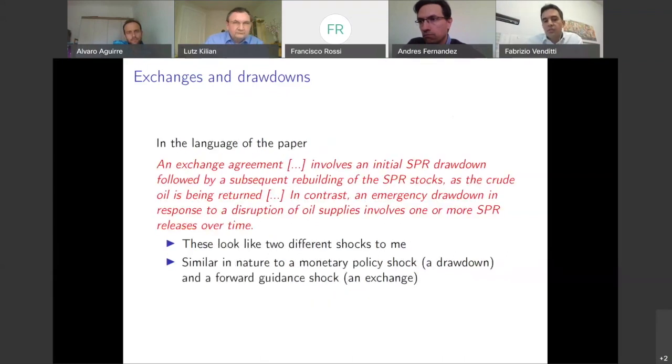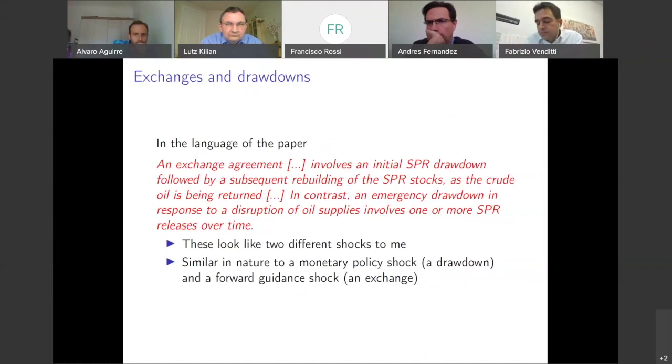I think this is clear if we look at the language in the paper, where this is explained really clearly. An exchange agreement involves an initial drawdown of strategic reserves, which is followed by a subsequent rebuilding of stocks as oil is being returned. In contrast, an emergency drawdown in response to a disruption of oil involves one or more releases over time. So this looks like talking about two different shocks to me.